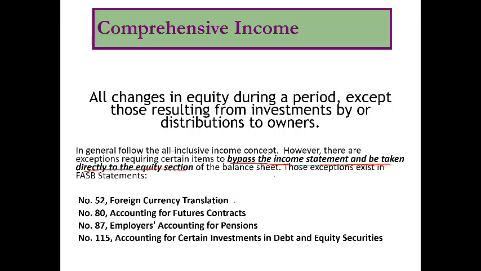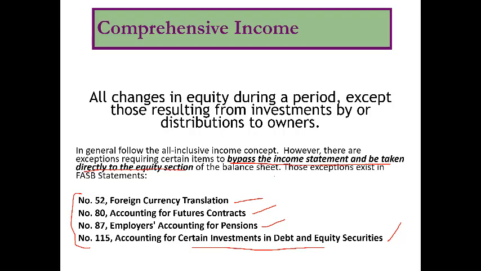And the things that are included in this other comprehensive income, which bypass the income statement and go straight to equity, are foreign currency translation adjustments, accounting for futures contracts, so this is like derivatives and hedging, accounting for pension, so the pension obligation, and unrealized holding gains and losses on available for sale securities, which are changes in fair value on some investment securities. So the FASB allows some of this stuff to bypass the income statement entirely, so investors don't look at it, because investors are looking at net income as a measure of performance.